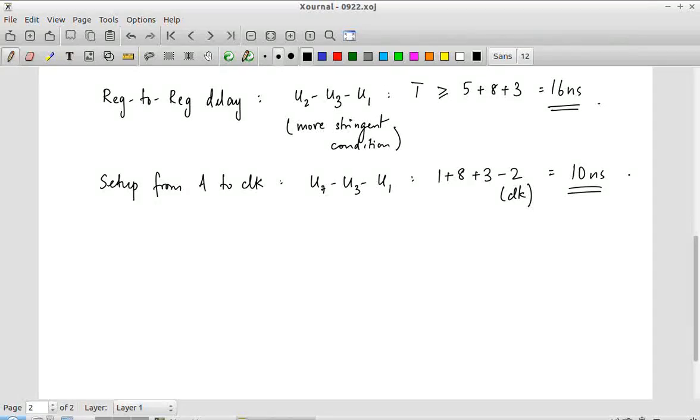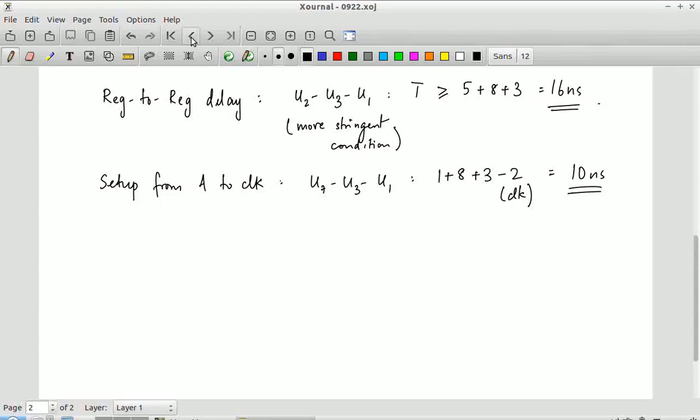In this case, what we find is the register to register delay is 16 nanoseconds. So that's worse than the A to clock delay. So the actual clock period is going to be determined by, so far at least, what we can see, the register to register delay, not the input to register delay.